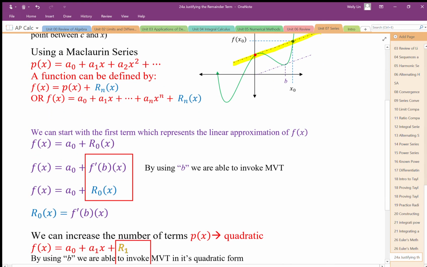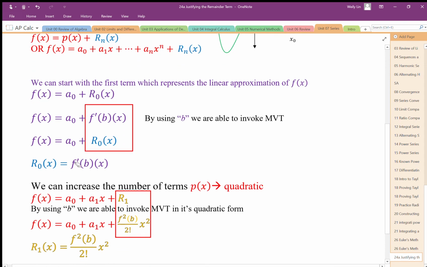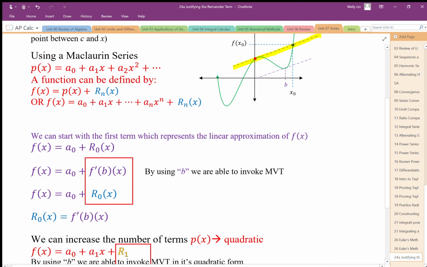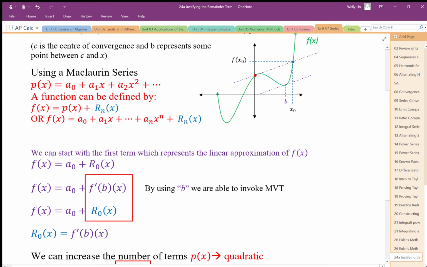So basically the remainder R0 for the 0th term is going to be f prime at b of x, which is essentially our a1 term. So our a1 term, the next term, n plus 1, so 0 plus 1, is going to give us the error term. And we know that we can get exactly the error. We may not be able to find it, but we know that it exists. There's some point b that will allow us to get the exact error. So that's just one term.